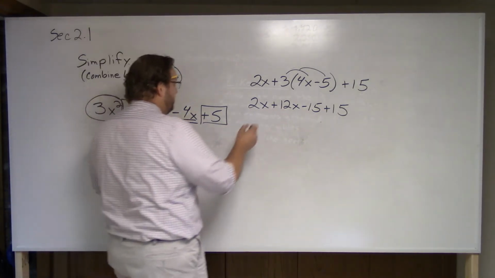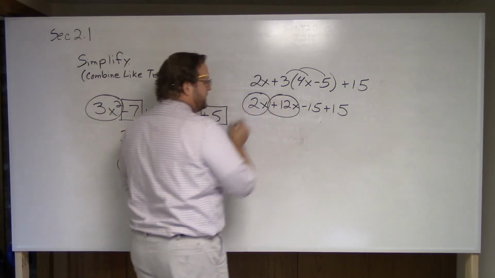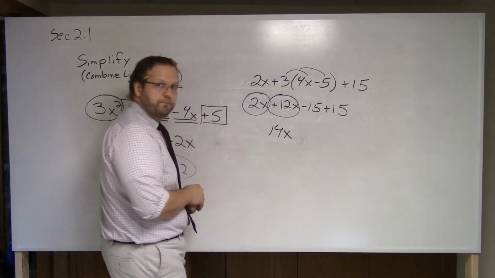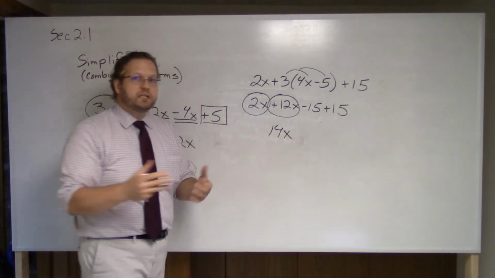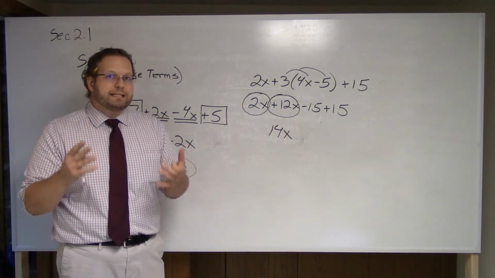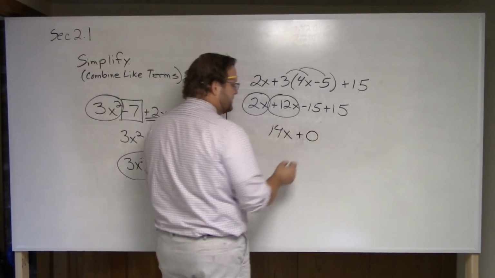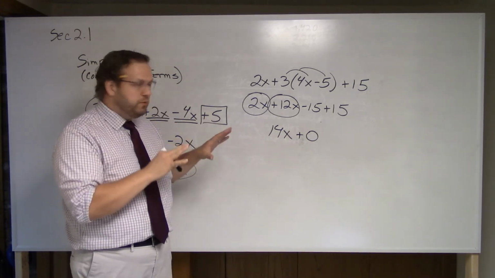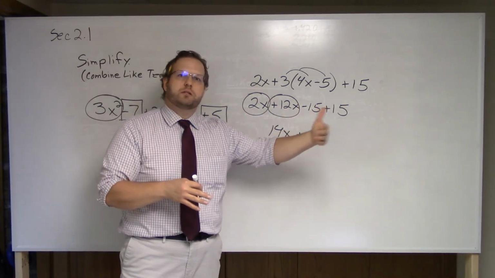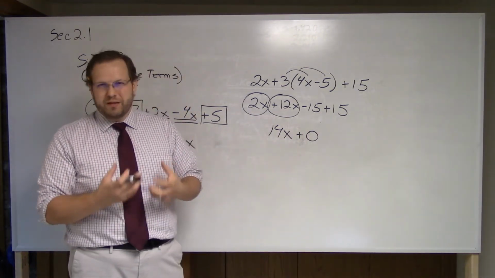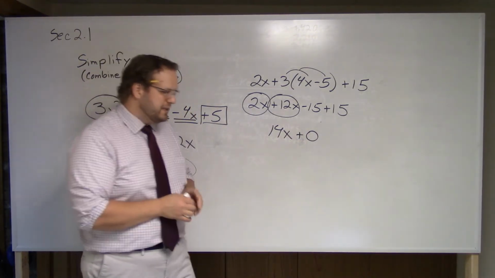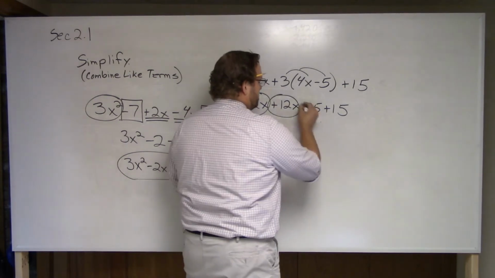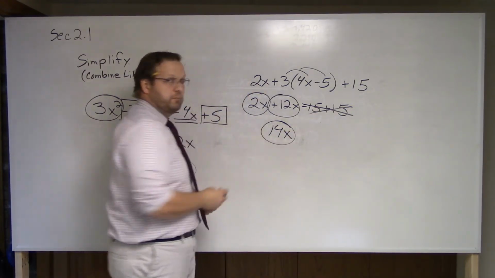So I start over here. I have an x term. I have another x term. 2 plus 12 is a 14x. Now negative 15 plus 15 is what? It's a 0. What I see some people do is they put that plus 0 there. There's nothing wrong with that. However, if it's not going to help you, and we'll see situations a little later where we're going to want that 0, just so we have something tangible to work with. But in this case, honestly, all I would do is just leave it off. And as a matter of fact, I would just cross those off, and your answer is simply 14x.